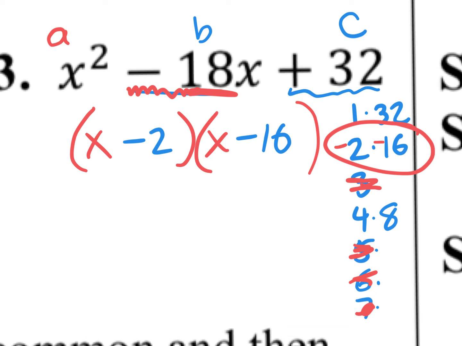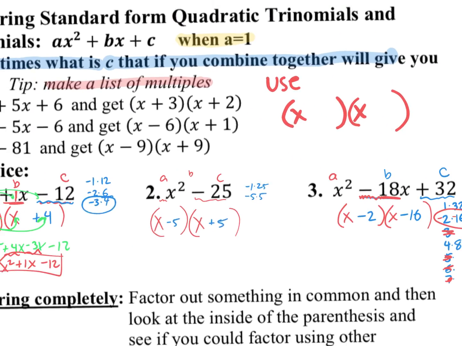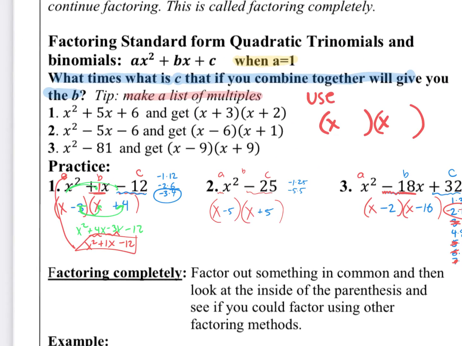So again, one of my favorite tools of factoring, when the a value is 1, you think what times what is the c value? Make a list. And then combine your numbers, see which one gives you that middle value. And of course, you want it to be the same exact value, negative 18. Because we had a positive 18, I had the right numbers, just the wrong signs. Change them both, and you'll be good to go. All right, so that's 2 tools so far in our toolbox.